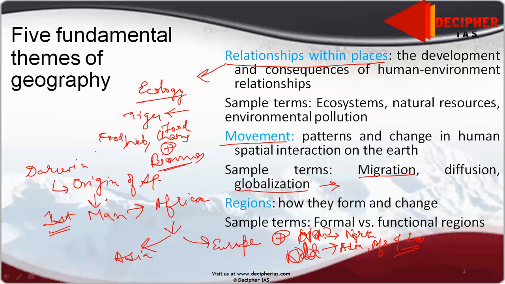So the next one is the most important from this lecture's point of view. The next one is regions. A region is an area that we define based upon some characteristics. We have two main terms: formal and functional regions. So what do you mean by a formal region? A formal region is one which can be proved. Proved means, with the help of some measurement or some visible characteristic, we can prove that this region is separate from some other region.